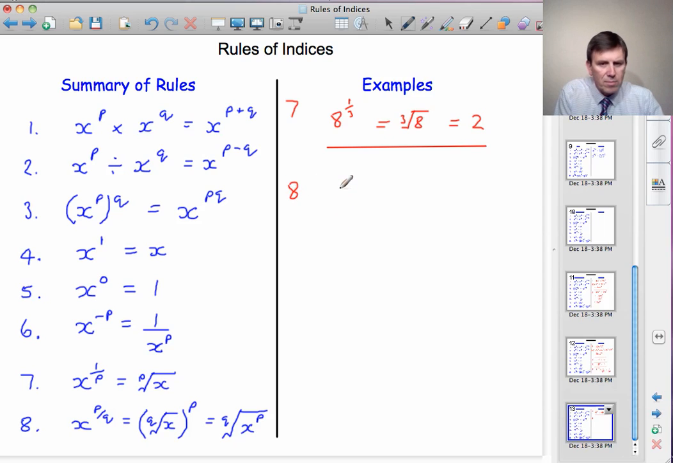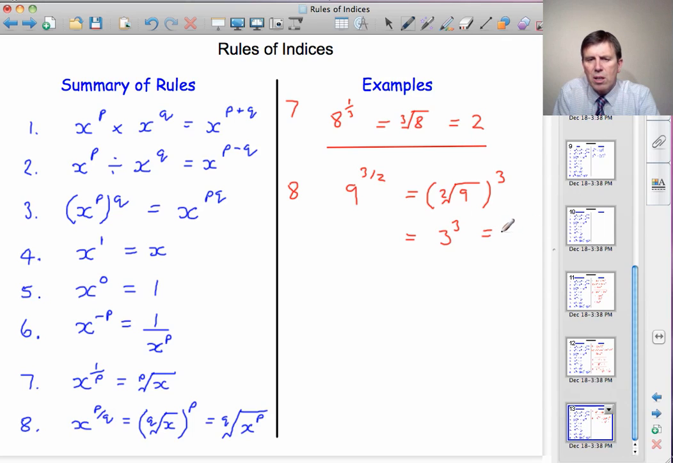Example 8. 9 to the power 3 over 2. Well, 9 to the power 3 over 2, the easiest way to do it is to find the root first. So it's the square root, it's the bottom of the fraction that gives you the root, the square root of 9, and the top of the fraction gives you the power. So it's the square root of 9 cubed. Square root of 9 is 3, and 3 cubed, 3 times 3 times 3 is 27.